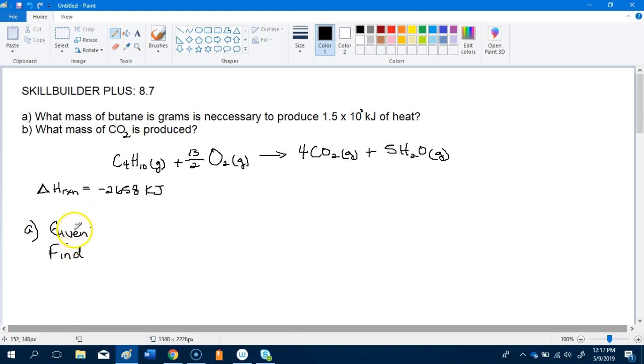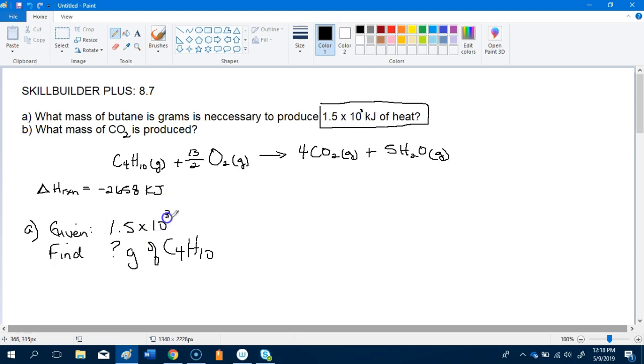So first, I like to write down what I'm given and what I'm trying to find. I am trying to find the mass of butane, so that's going to be the mass of C4H10. And what I'm given is 1.5 times 10 to the power of 3 kilojoules of heat or energy, and that's going to be negative because I'm emitting this energy and not absorbing it. So that's why I have to have the negative here.